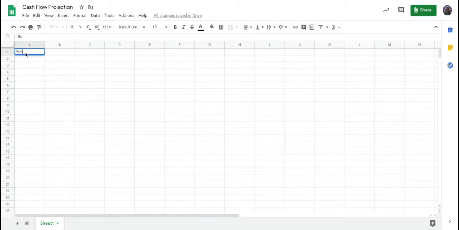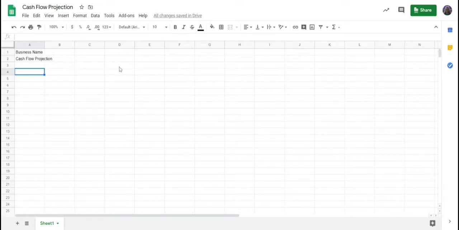The first one should be your business name, and underneath it is what document this is, which will be a cash flow projection. I would then suggest skipping a line, and we will then be able to go ahead and get started with our cash flow projection. So basically, we are going to have a column for each time period that we're going to consider.